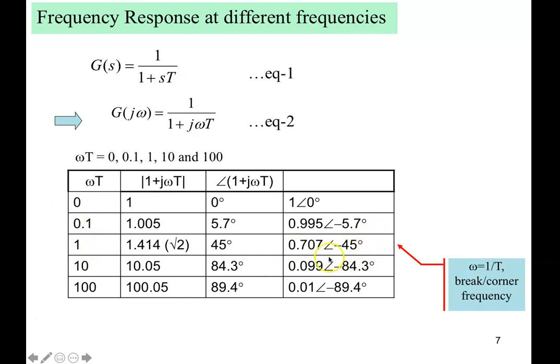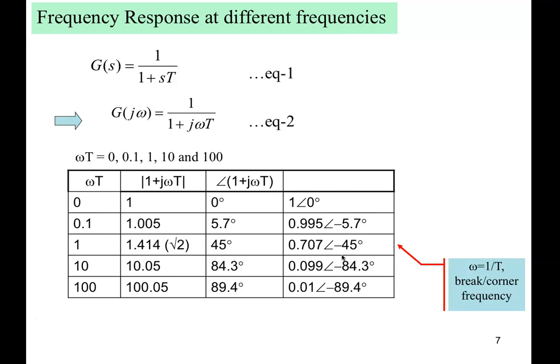At the corner frequency, the magnitude will always be about 70% of the DC gain. The DC gain in this case is 1, so at the corner frequency the magnitude will be 70%, or 0.707. The phase angle will always be minus 45 degrees. That's the corner frequency for you.